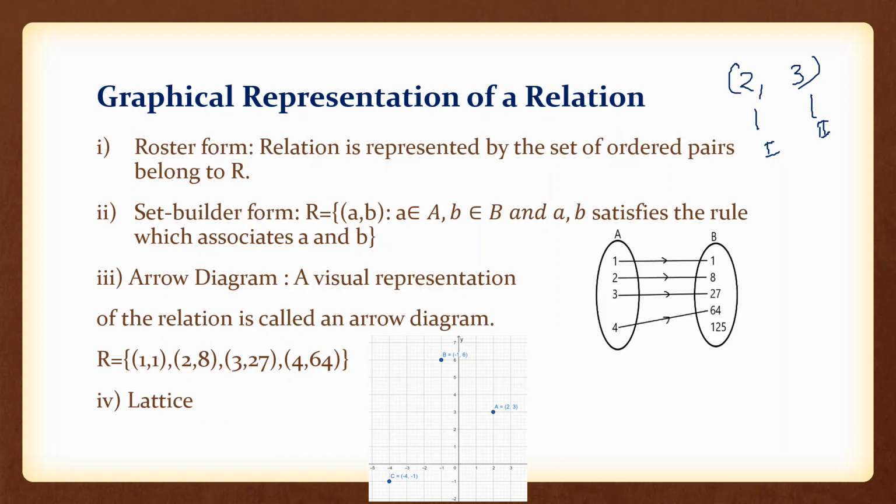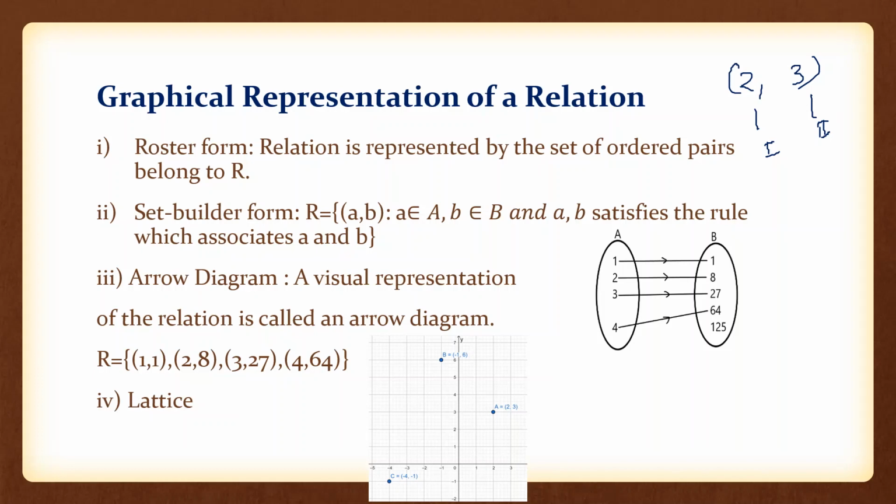Next is arrow diagram. Arrow diagram is the simplest way to represent any relation. This is a visual representation of a relation, called arrow diagram. Like here, A set is this, B set is this. Now, elements of A are 1, 2, 3, 4, and elements of B are 1, 8, 27, 64, 125. Now, 1 is related to 1, 2 is related to 8, 3 to 27, 4 to 64. 125 is not related with anything, so that's why it is left alone. So, this is the easiest way to represent any Cartesian form.